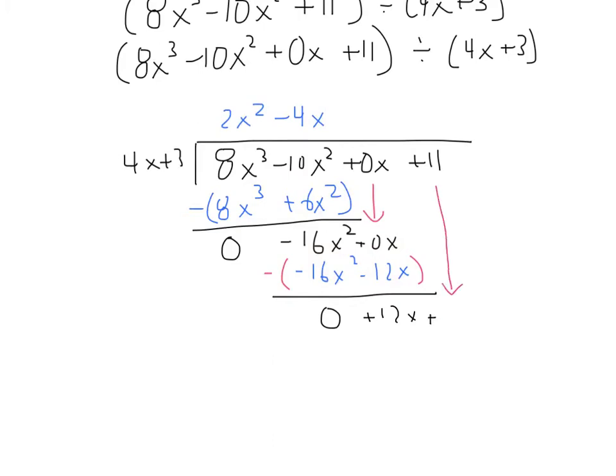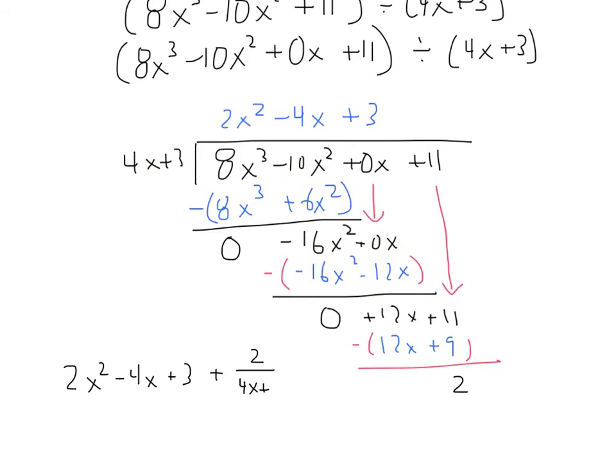this positive 11. And then to finish it, how many times does 4x plus 3 go into 12x plus 11? It goes in 3 times. Then 3 times 4x plus 3 is 12x plus 9. If I subtract this, 12x minus 12x is 0. 11 minus 9 is 2. So our answer is 2x squared minus 4x plus 3 plus a remainder of 2, so this is plus 2 over 4x plus 3.